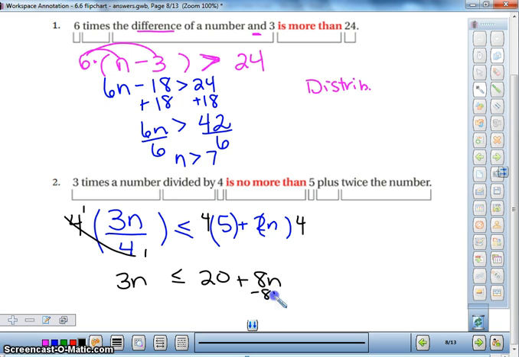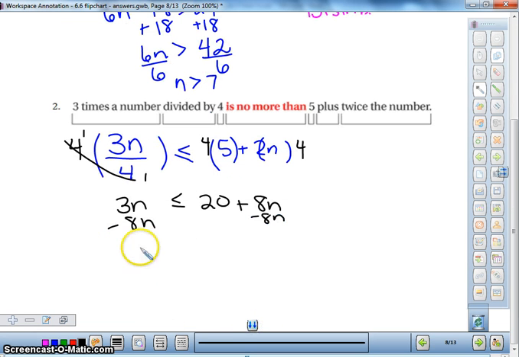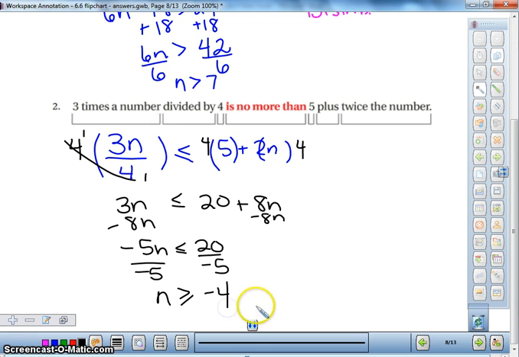Now I'm going to subtract 8n from both sides as I solve this because I want all my variables on one side. When I do that, I'm going to have a negative 5n is less or equal to 20. I'm going to divide by negative 5. And I hope all of you are thinking right now, oh, Mrs. Thompson, don't forget. Flip the inequality, reverse it. We divide it by a negative, and we get negative 4. There's 2 more problems that we're going to do.